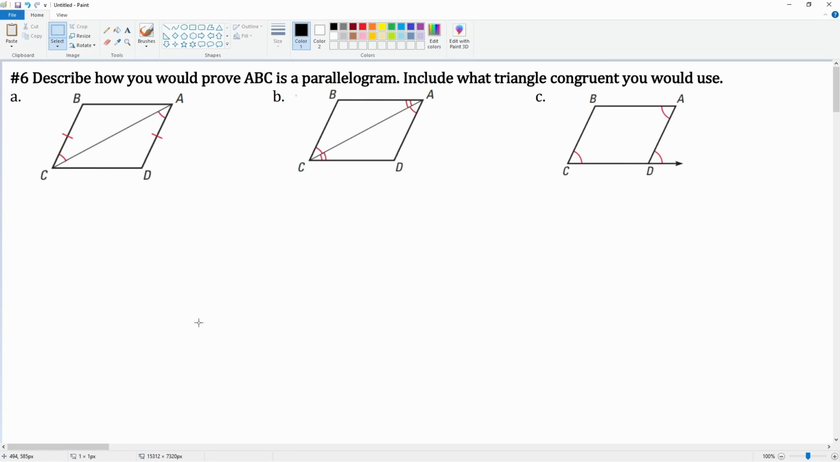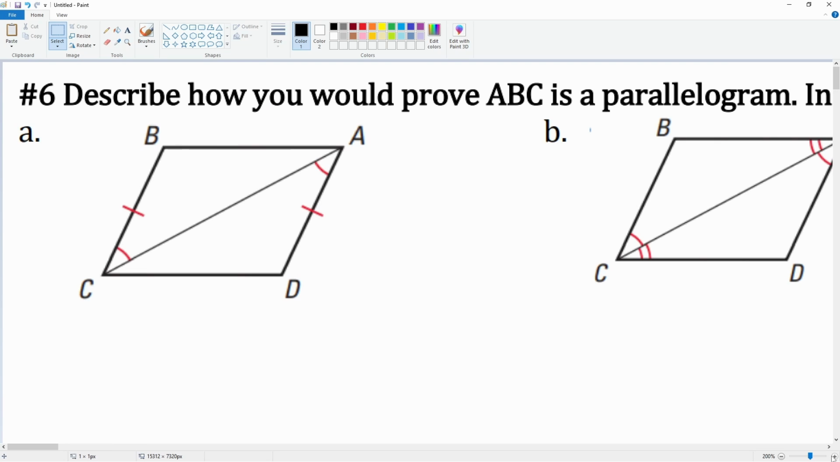Number 6, you're going to describe how you would prove that ABCD is a parallelogram. Please include what triangle congruency you would use. Let's take a look here at A. We have a couple of things here. We have an angle right here that is given. Then we have a side here. So to get this, we have to get one more.